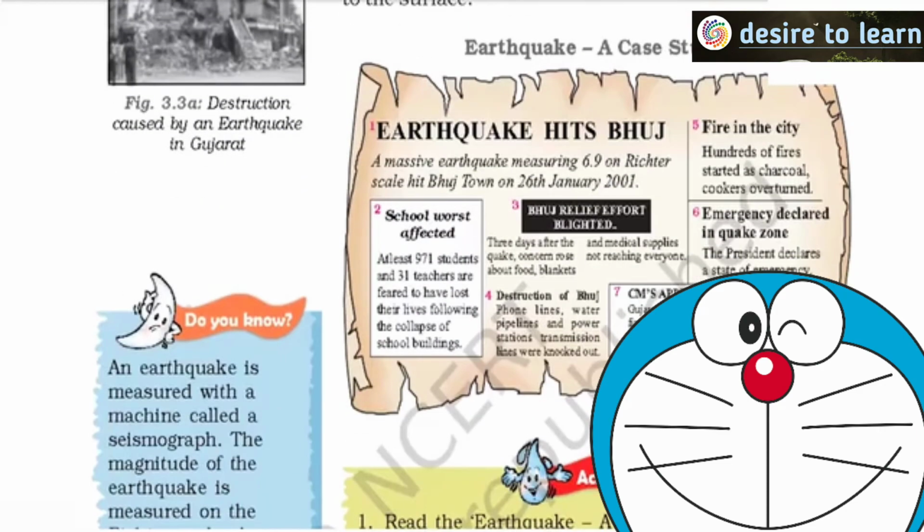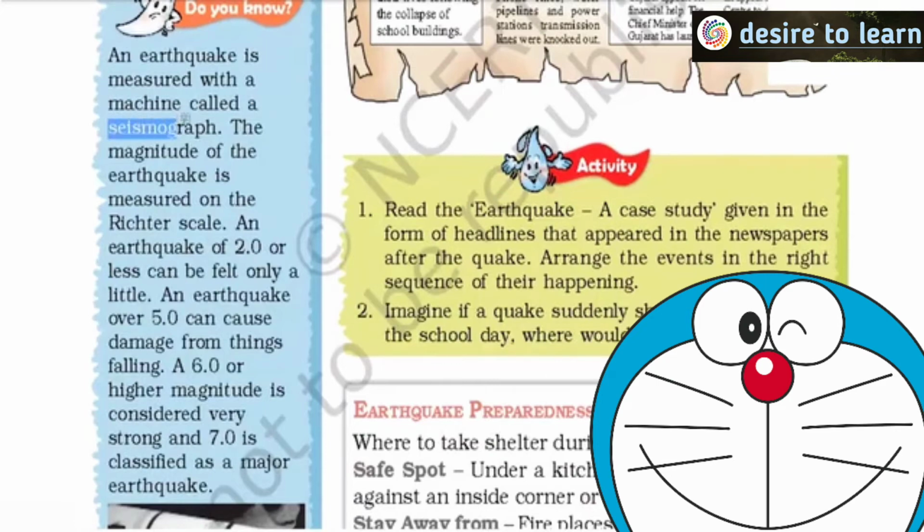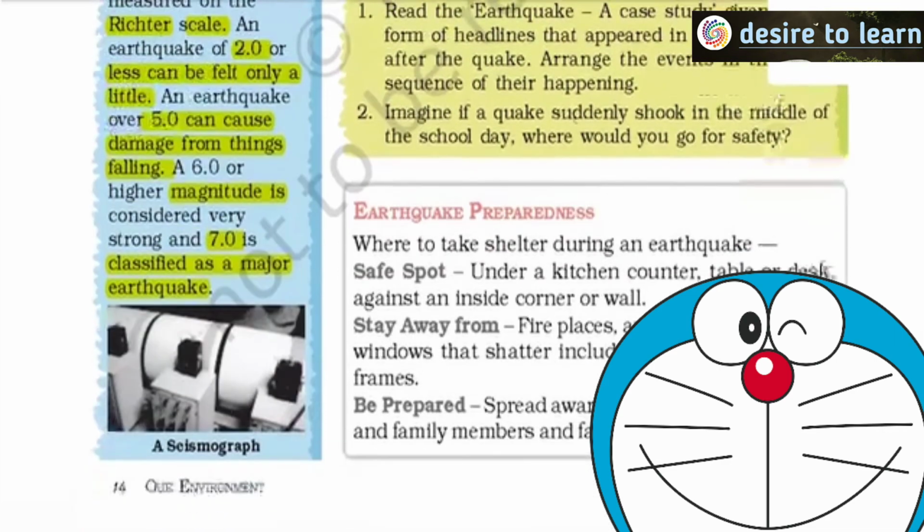They have given an example of an earthquake, a case study which actually happened in Bhuj, Gujarat. And here it is important where they give you information about the machine that is actually used to measure this, that is the seismograph. The magnitude of an earthquake is measured on the Richter scale. An earthquake of 2.0 or less can be felt only a little. An earthquake over 5 can cause damage from things falling. 6 and higher magnitude is strong and 7 is classified as a major earthquake. The Nepal earthquake was actually between 6 and 8, so that had a huge impact in Nepal as well. What measures should we take from a disaster management point of view?